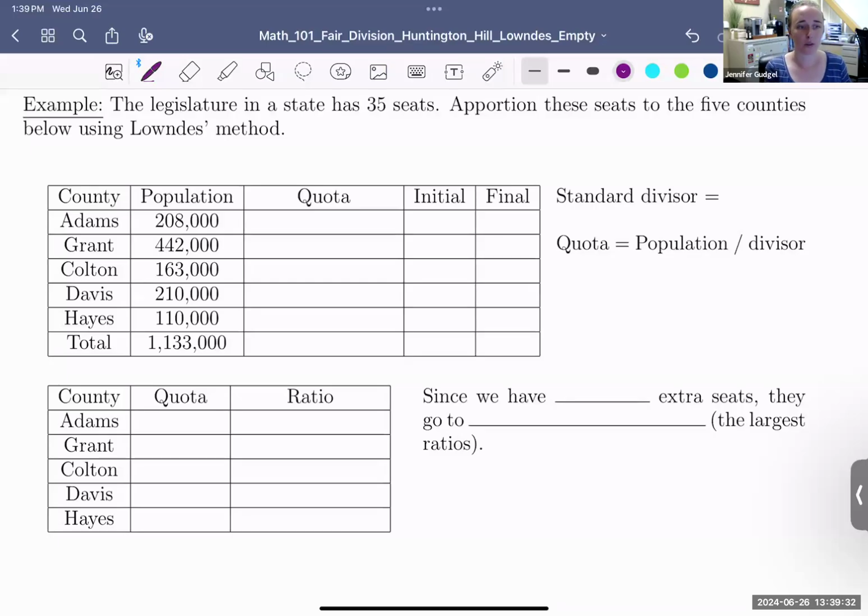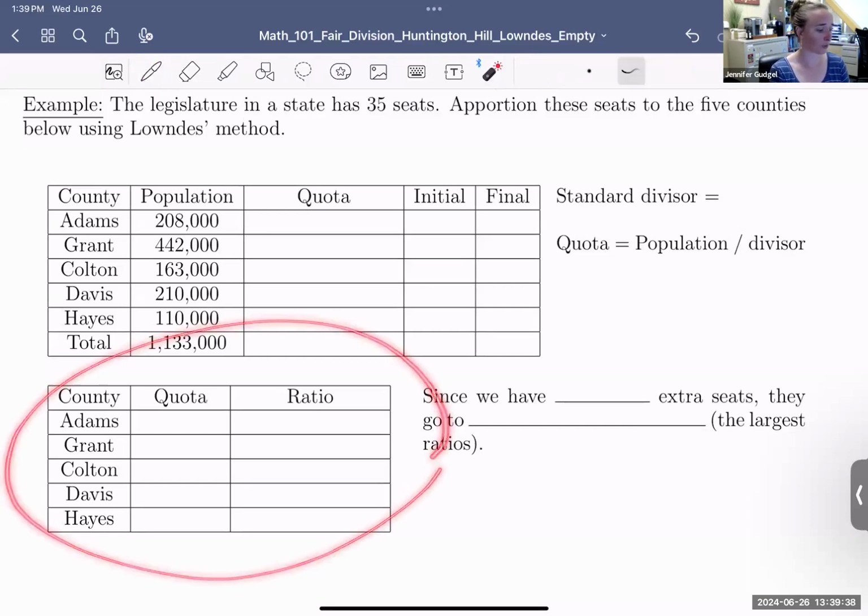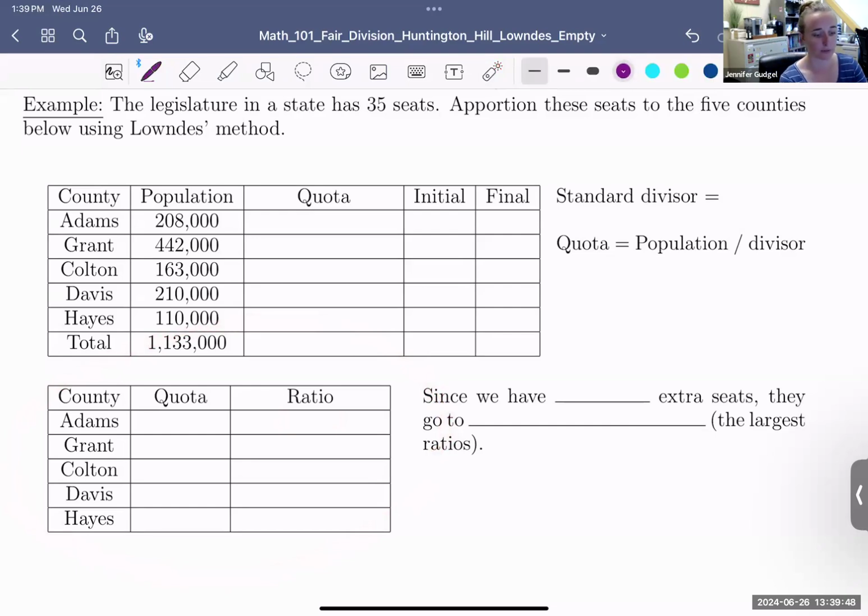You'll see that with the Lowndes method, I give you an extra table dedicated solely to those ratios where we're going to see who gets the extra pieces. So to begin, we still start the same way as all of our other methods for apportionment. We need to start by finding the divisor.